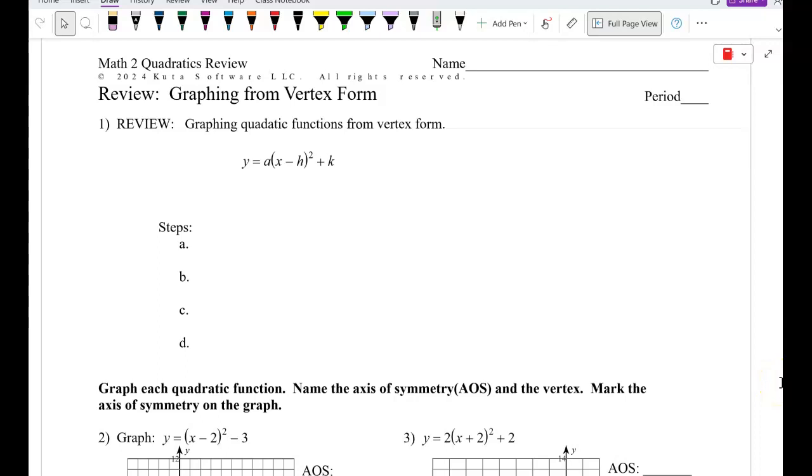Alright, so today we're going to be reviewing graphing from vertex form. The general form of the equation in vertex form is y equals a times the quantity x minus h squared plus k. So if we take a look at that a value, there's two things that number out in front of the parentheses tells me.